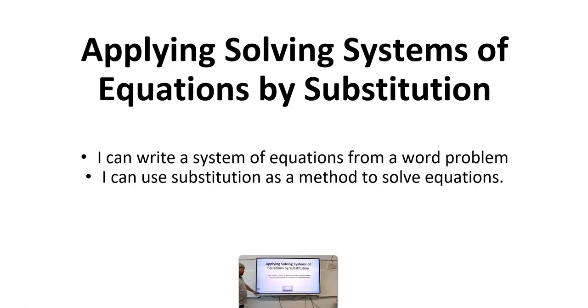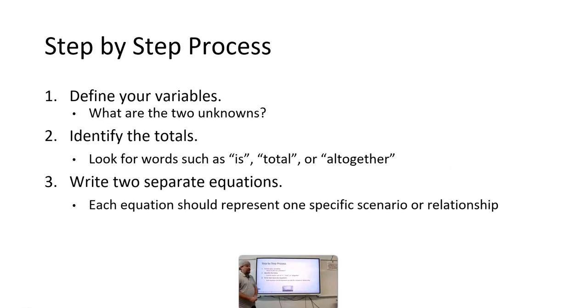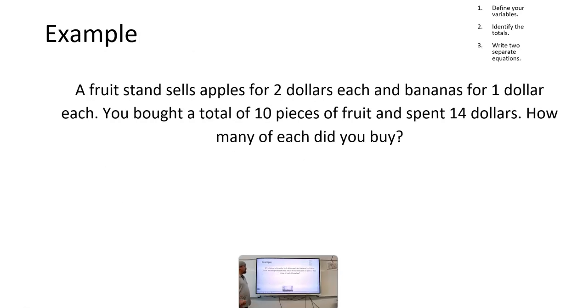All right, so these are a few things that we need to do in order to successfully complete those goals. So first you need to define your variables. What are the two unknowns? And then you need to identify the totals. Look for words such as is, total, or altogether. And then we're going to write two separate equations. Each equation should represent one specific scenario or relationship. So let's take a look at applying these and see what it actually means.